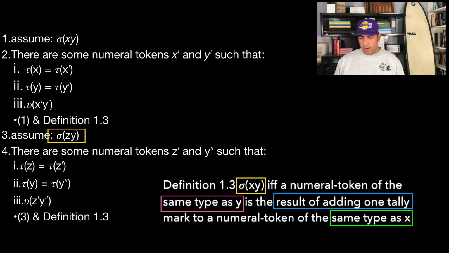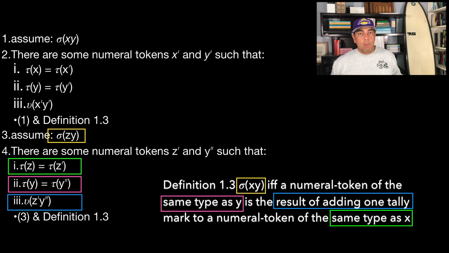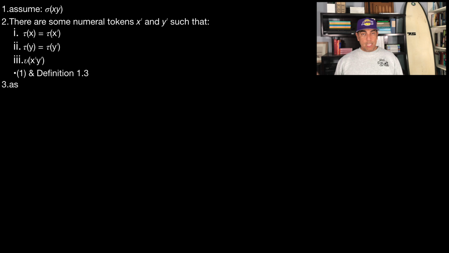We'll call them z prime and y double prime, such that z is the same type as z prime, y is the same type as y double prime, and z prime and y double prime are in that upsilon relationship. Again, y double prime is the result of adding one tally mark physically to the z prime numeral token. All right, so that's what we've got so far.